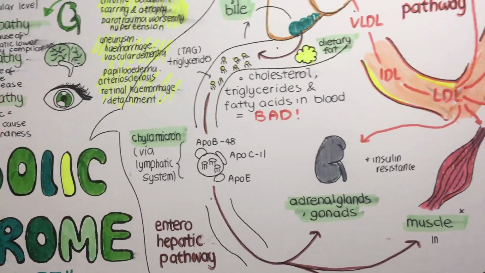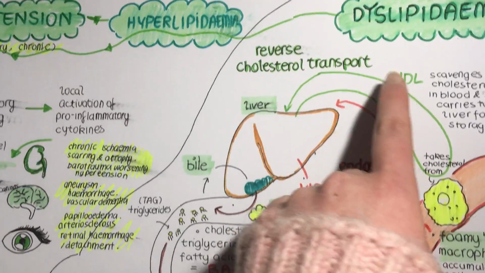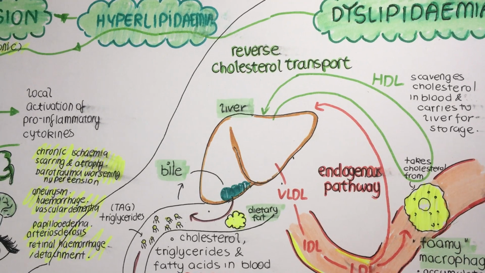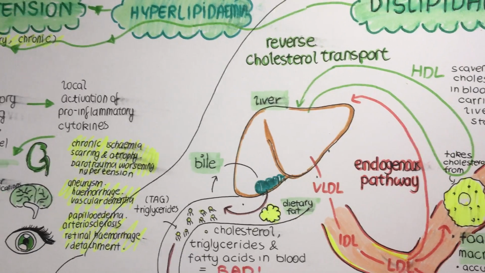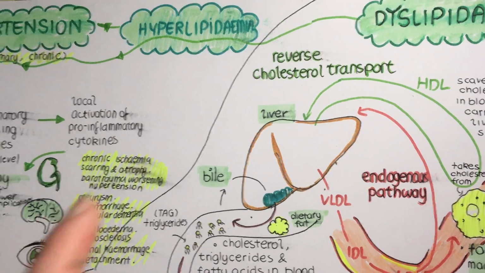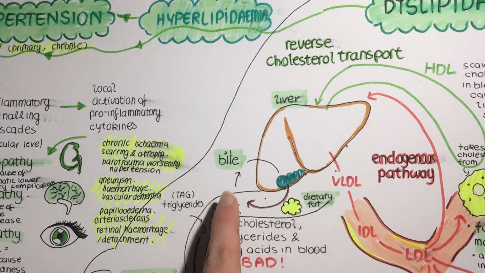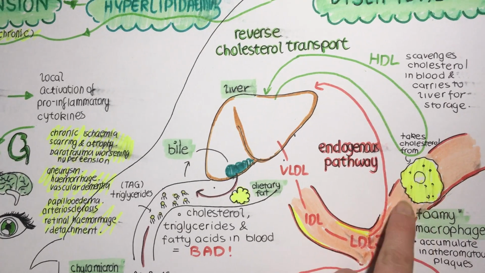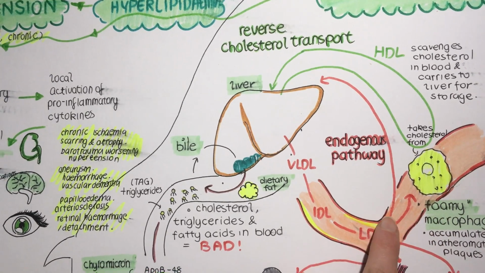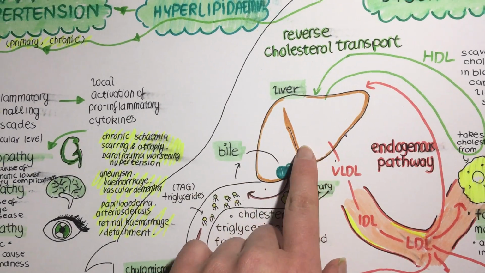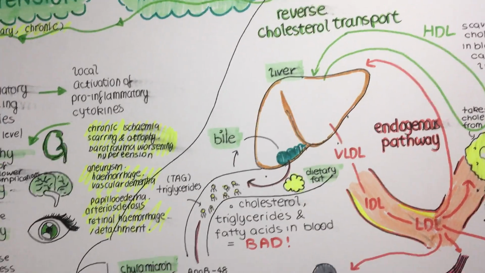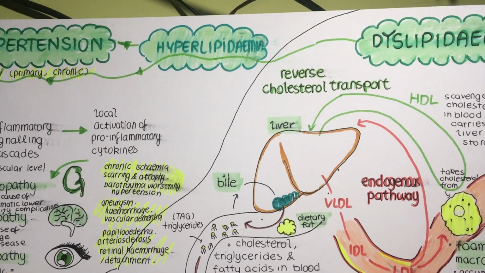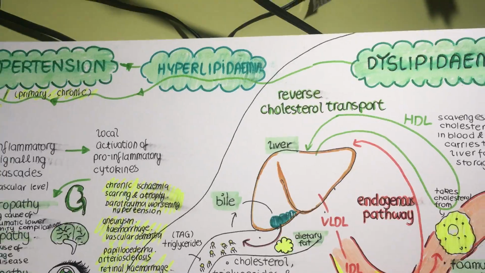Additionally, in dyslipidemia, there is a low amount of HDL, or high-density lipoprotein. High-density lipoprotein plays a vital role in reverse cholesterol transport, collecting all the dietary fat which has accumulated in the macrophages and in the blood back into the liver again for storage. This prevents atherosclerosis or the formation of atheromatous plaques by foamy macrophages.